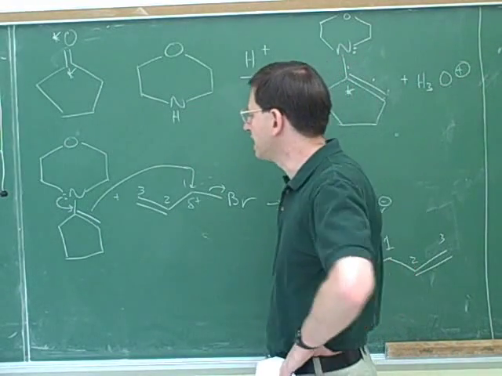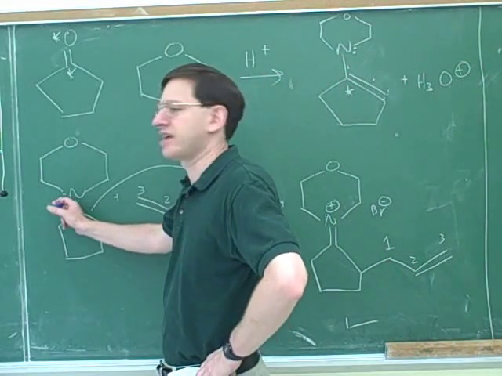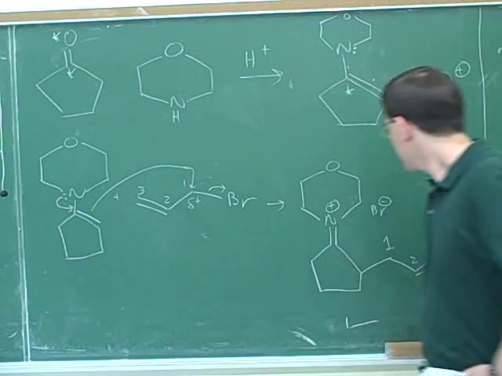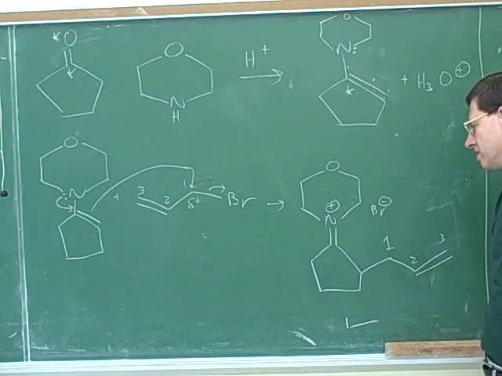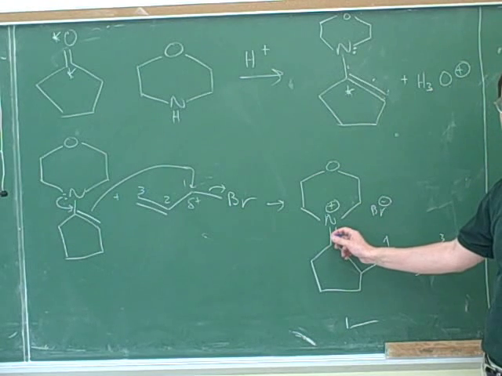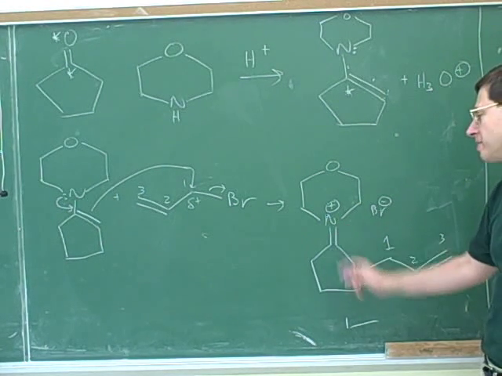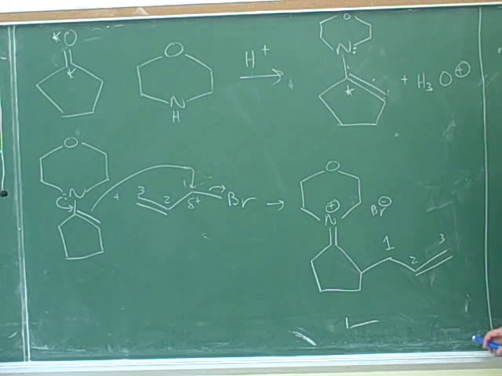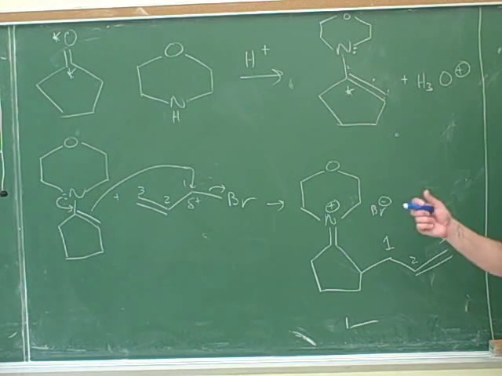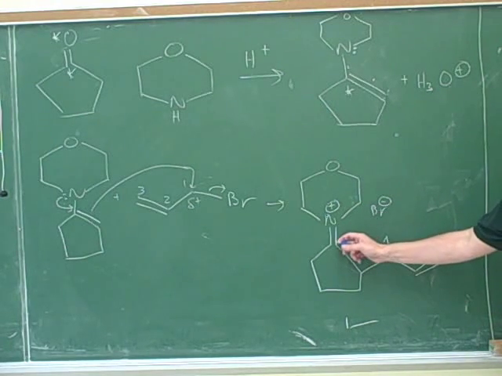Something to highlight in your notes then is it would be easy to have forgotten this arrow here, but it's best to put that in. By the way, what would be a good name for this? Well, doesn't this look a lot like an imine, except it's got a positive charge? Well, we know that when things have positive charges, we call them inium or onium. Okay. So this would be an iminium ion.